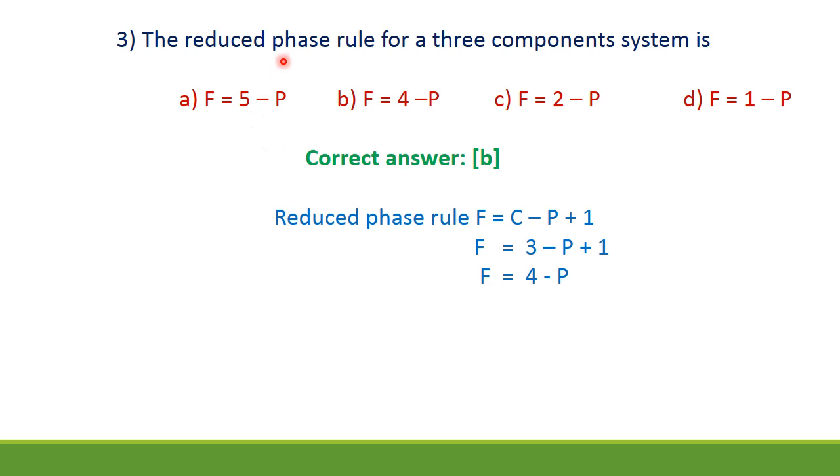Question number 3. The reduced phase rule for a 3-component system. You know very well the reduced phase rule: F will be equal to C minus P plus 1. For a 3-component system, C will be equal to 3. Therefore, F will be equal to 3 minus P plus 1, that is F will be equal to 4 minus P. The correct answer is B. F equals 4 minus P is the reduced phase rule for a 3-component system.